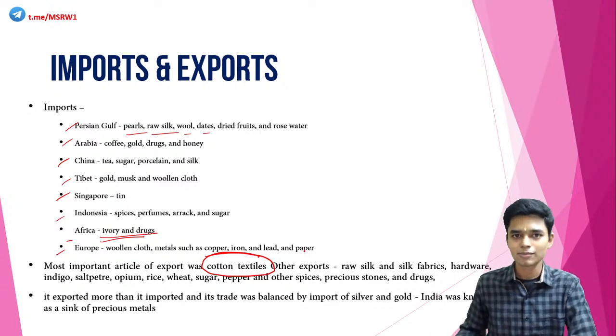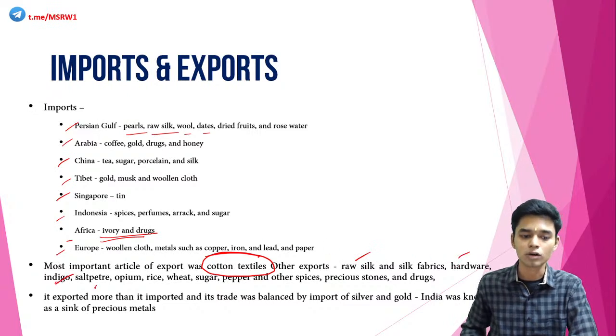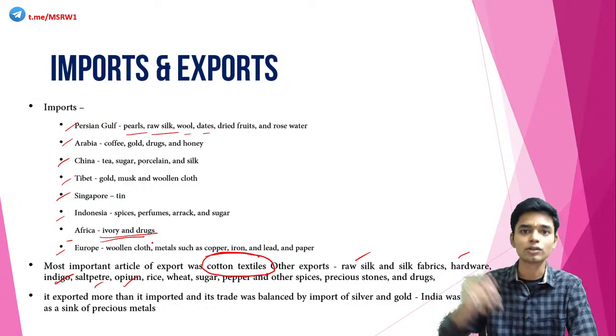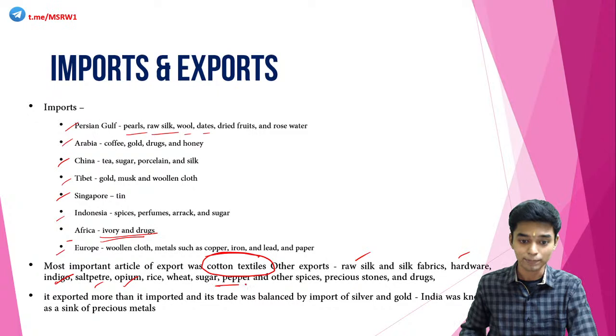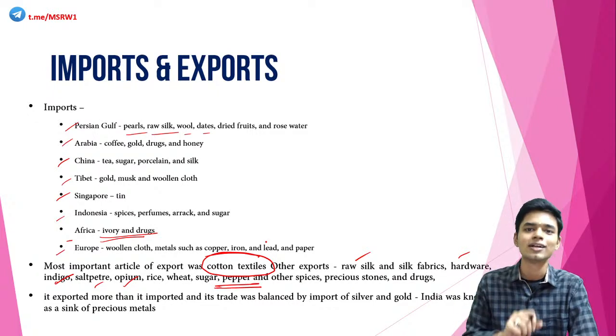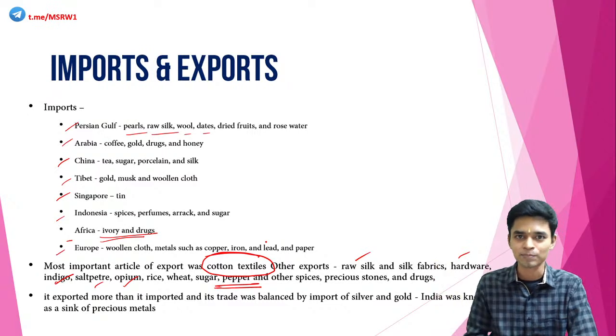Other export items were also there. For example, silk, hardware, indigo, saltpeter, opium. Opium was a very major export of India, especially to China. Then wheat, sugar, pepper. Pepper is another important spice that plays a huge role in the Portuguese coming to India. We will look into that in the coming chapter.